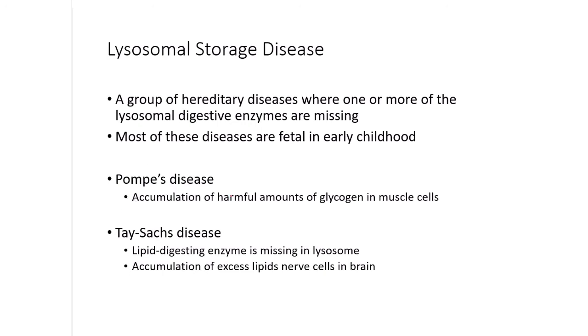The first one is Pompe's disease. In this case, you don't have the enzymes to break down complex sugar in the body, and that results in an accumulation of a harmful amount of glycogen in the muscle cells. This will result in the weakening of the muscle, particularly in the heart.